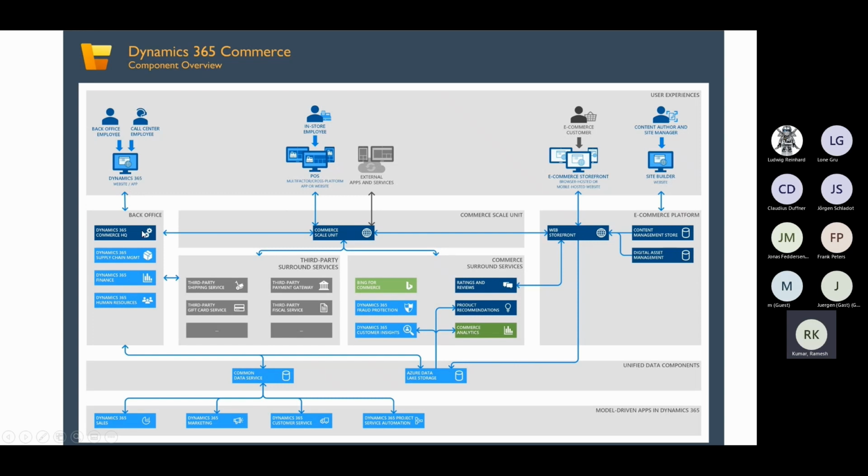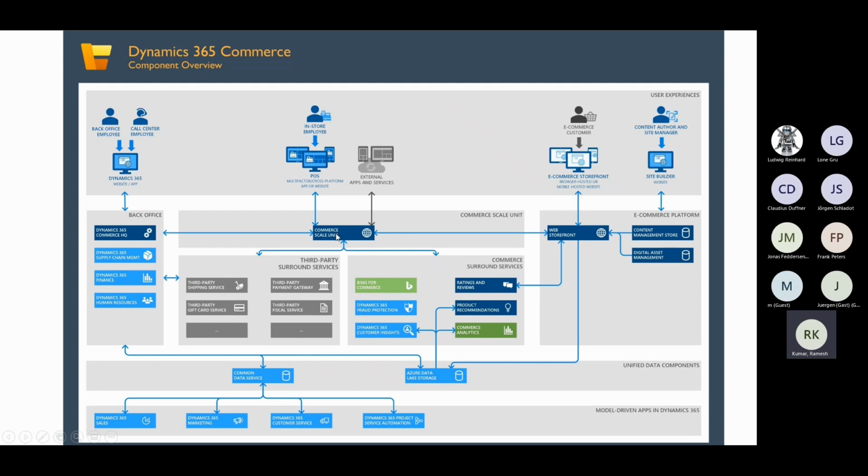They will be connecting to the back office, which is Dynamics 365 Commerce HQ, which is tightly integrated with supply chain management, finance and operations, and human resources. So this full package is from the Commerce HQ. It will be connected to the core commerce scale unit. Before, it was known as retail scale unit, RSU.